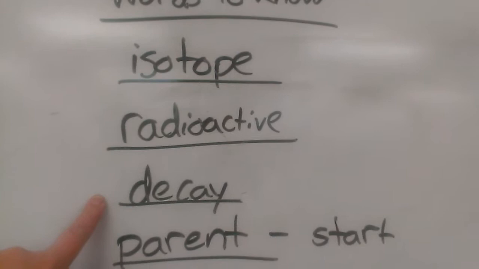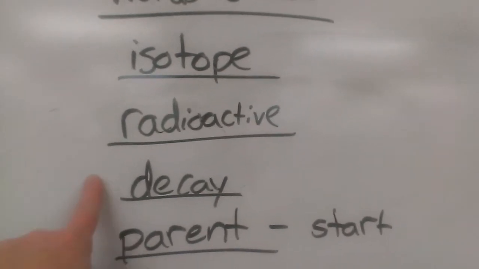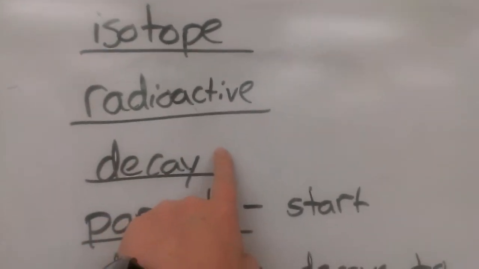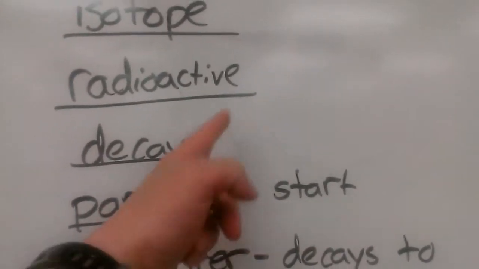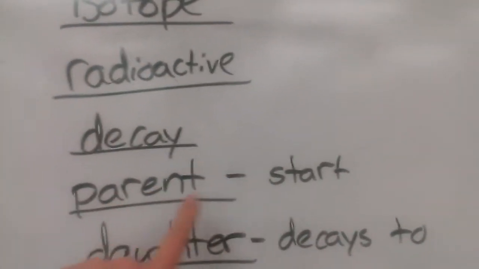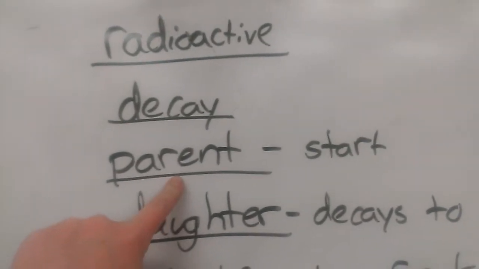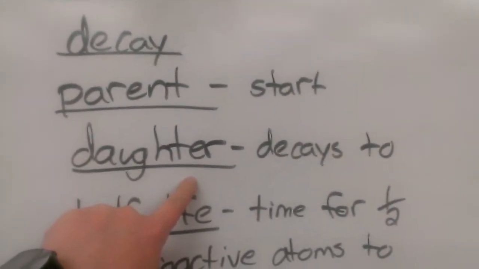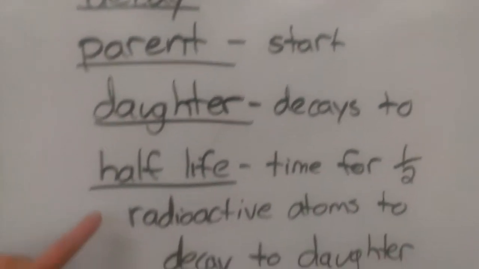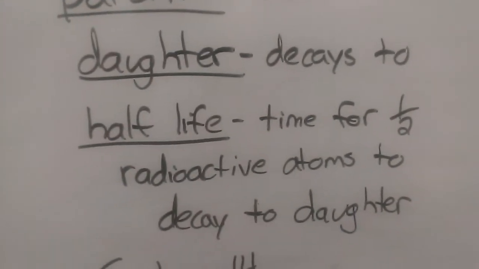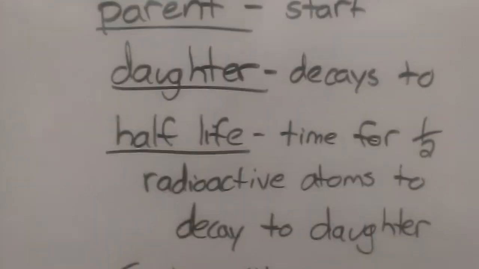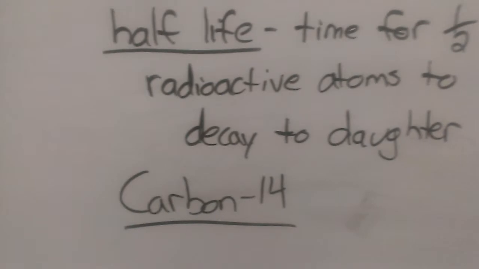So decay, just like animals decay or break down, you're going to break down and make it into a new element sometimes, or a new isotope, that's going to be something different than what it was when it started. So it starts as a parent isotope and it decays to the daughter isotope, so what it's going to be after it decays. The half-life is the time it takes for half of those radioactive atoms to decay to the daughter. So we're going to look at that in just a second, but one to keep in mind is carbon-14.